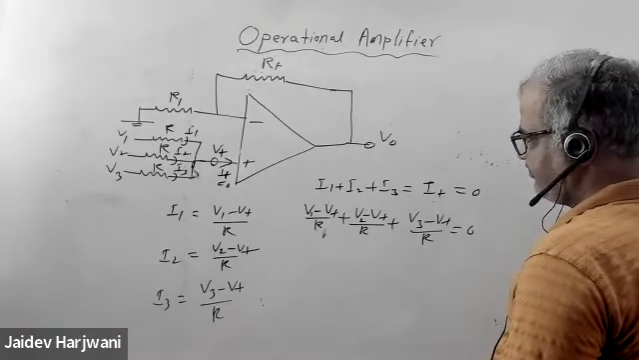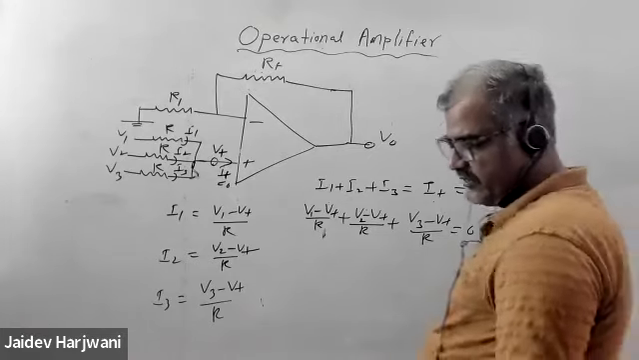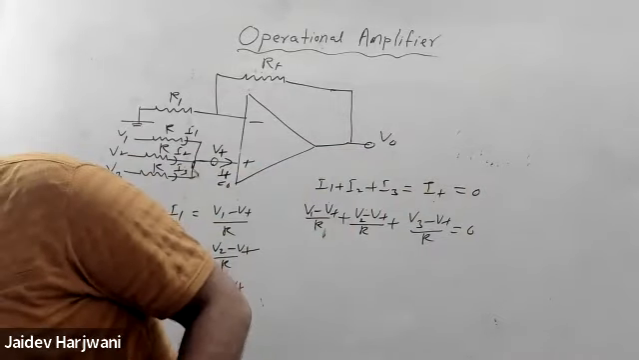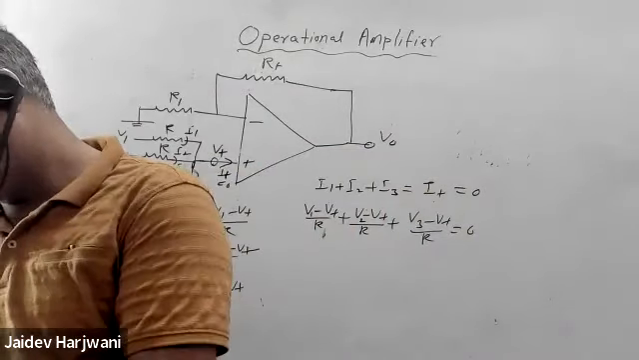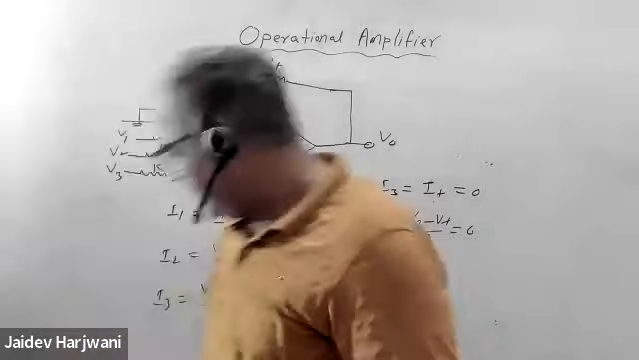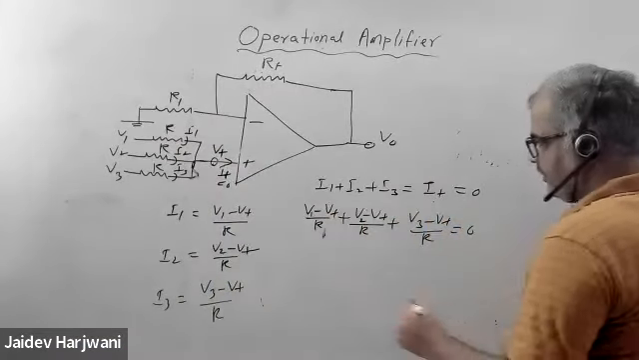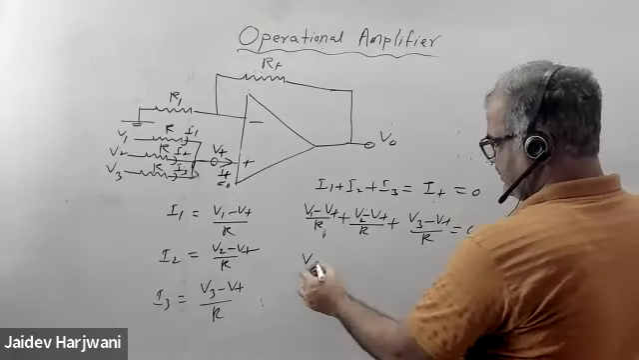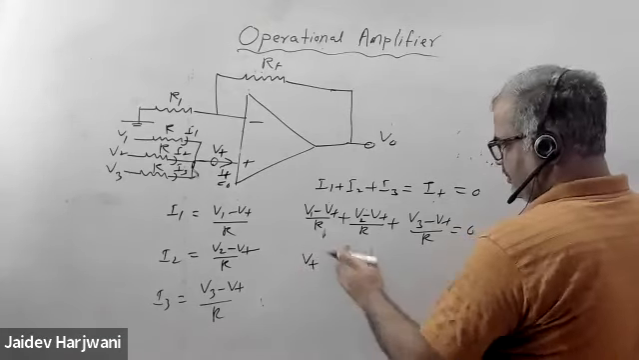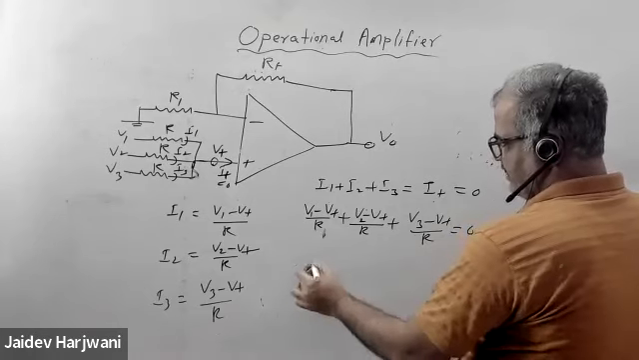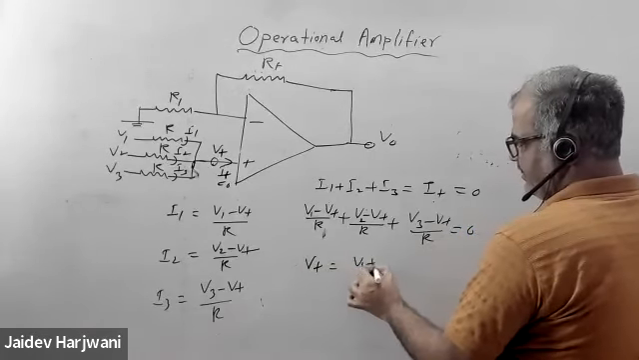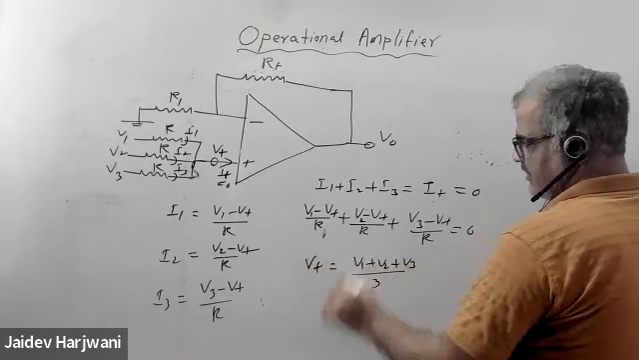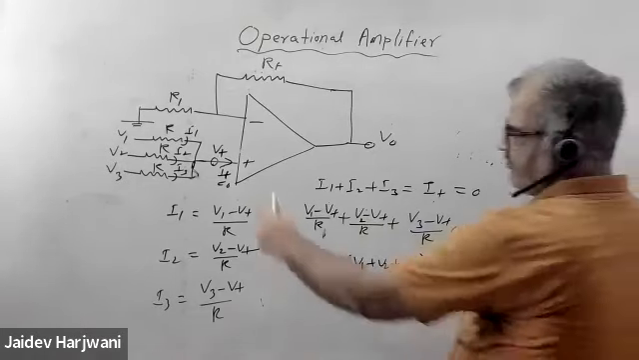Now, what is the value of V plus? Calculate. What is the value of V plus? How much is coming for V plus? V1 plus V2 plus V3 by 3. Okay. So from here, if I calculate, R will cancel. Okay, simply R will cancel. So my V plus will be simply V1 plus V2 plus V3 by 3. That is my voltage value.